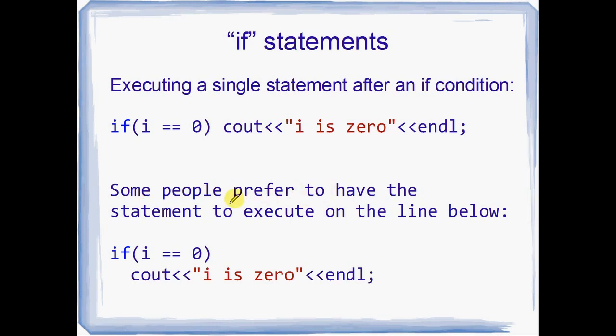Some people prefer to have the statement to execute on another line. So you'll see this quite often. You'll see if I double equals 0, and then enter for a new line, and this is tabbed across one space. Yeah, cout I is 0. It's up to you. Whichever you prefer.